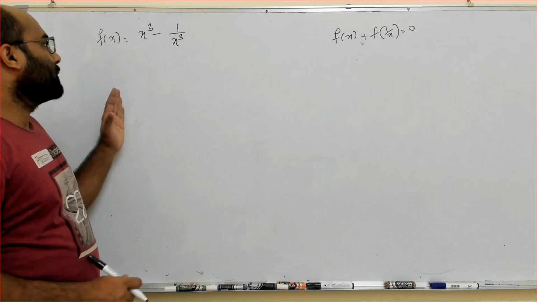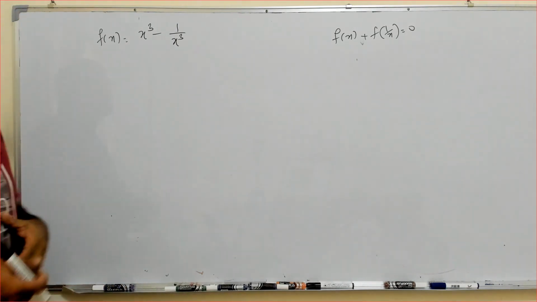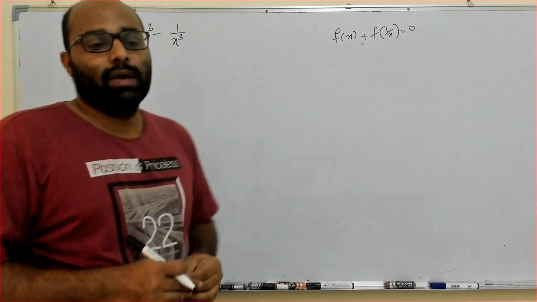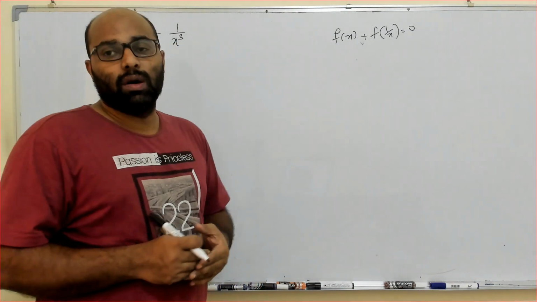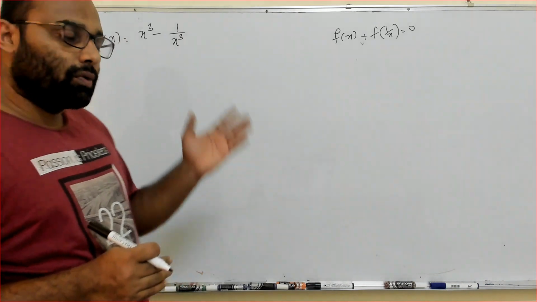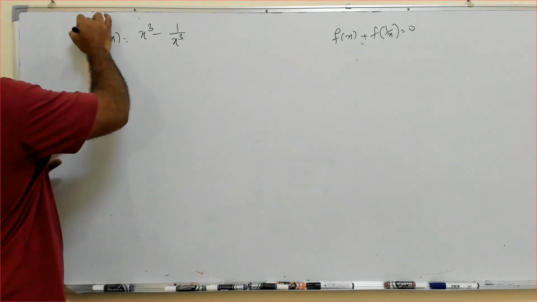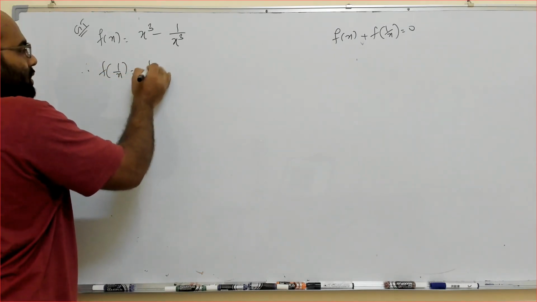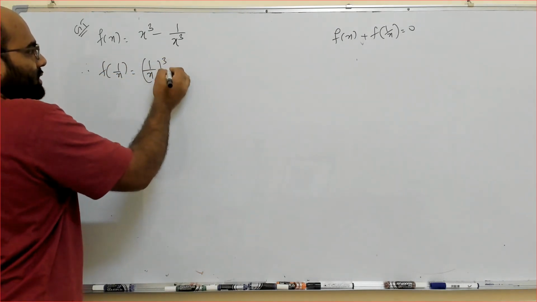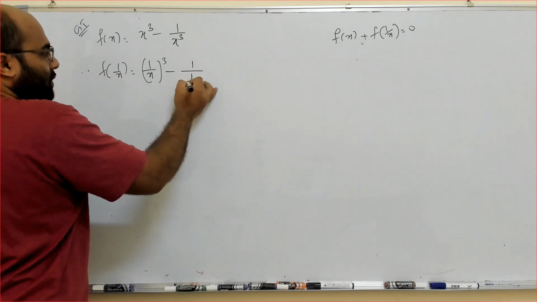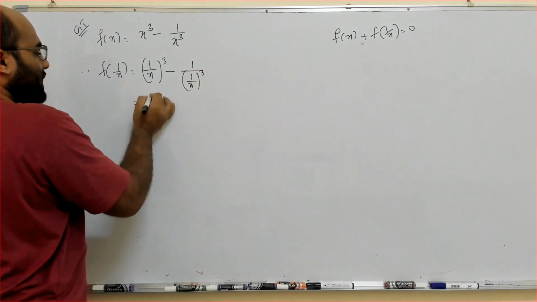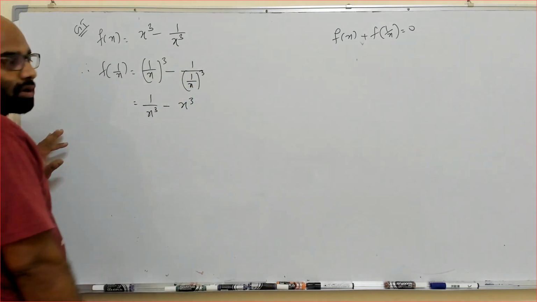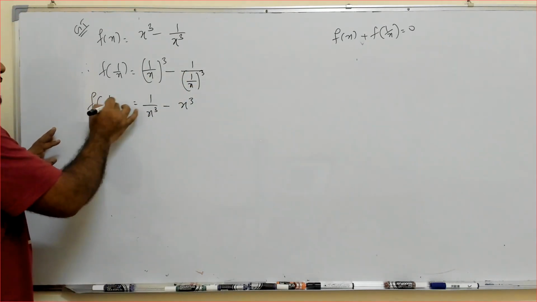Okay, next one. If f of x equal to x cube minus 1 by x cube, then prove that f of x plus f of 1 by x equal to 0. How can we prove it? Given this, f of 1 by x is what? f of 1 by x will be 1 by x cube minus x cube. Wherever x is there, we have to replace it with 1 by x. Reciprocal. Now I think you got the answer.